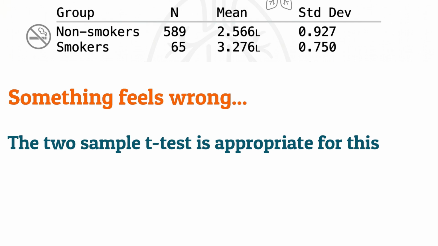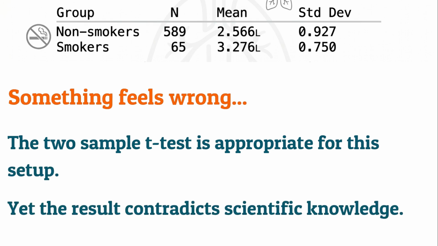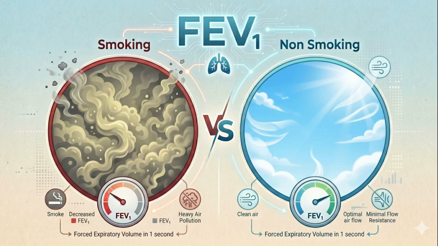From a statistical standpoint, the setup seems appropriate, but statistical validity does not guarantee scientific validity. When results contradict established knowledge, the issue often lies in how the comparison was constructed. This is the focus of this video: how a simple comparison can lead to the wrong conclusion, and how to think more carefully about what we are seeing. If a simple comparison suggests smokers have higher FEV₁, what might be going wrong?